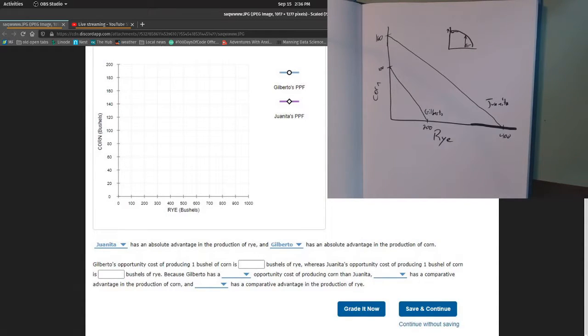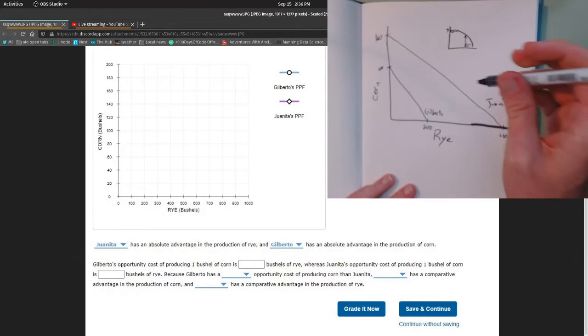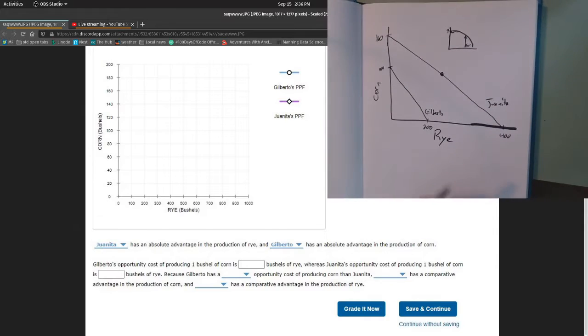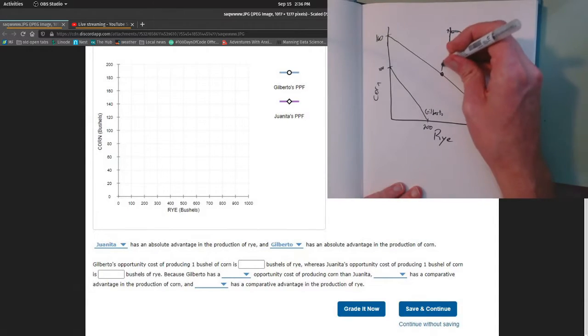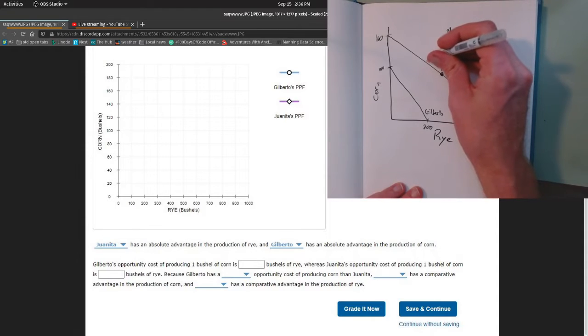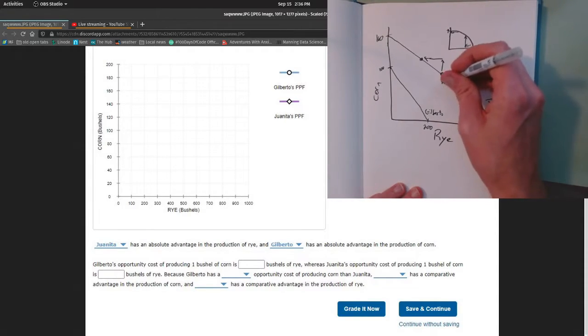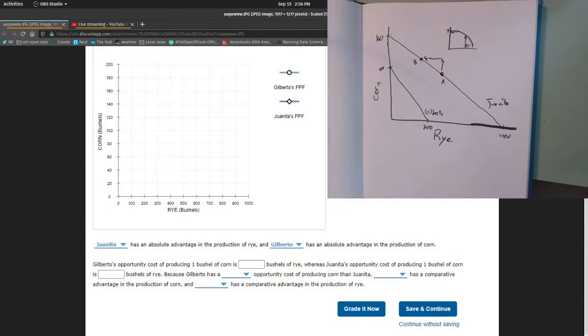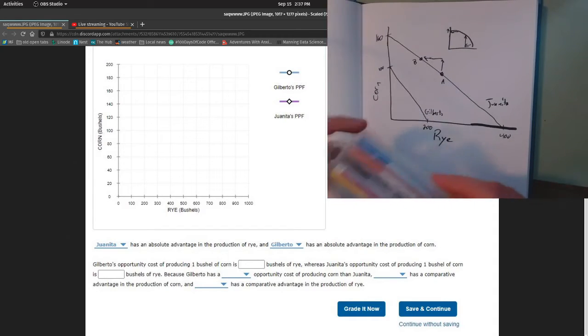So the question is, if she decides to get more corn, so let's say she's starting here, using half her land on either good, and next year she thinks, I want more corn. Maybe what I should do is produce more corn and give up on some rye, moving from point A to point B. And then the question is, in order to do that, is that really the best way to do things? Let me do this a slightly different way, just to make it a little bit clearer. I should have drawn this in a better spot.